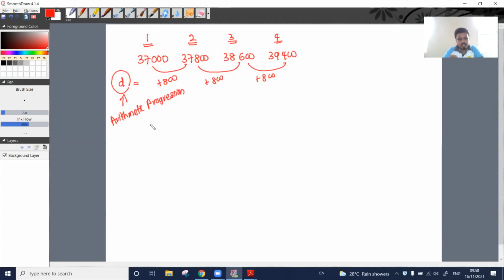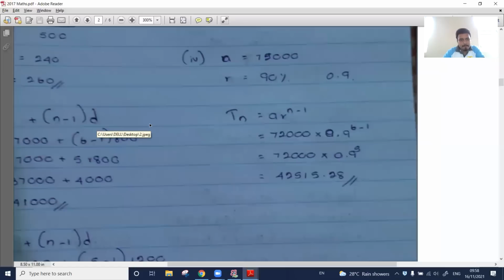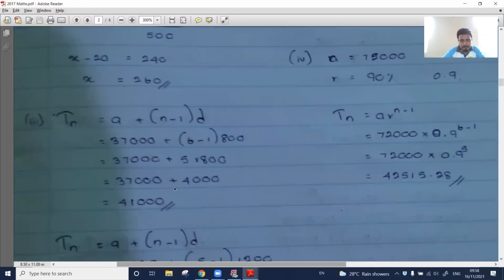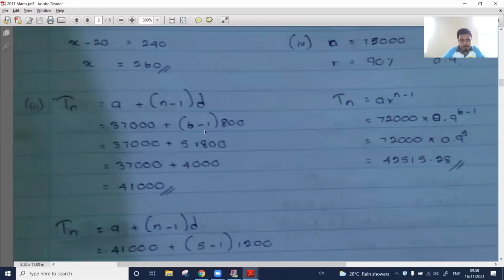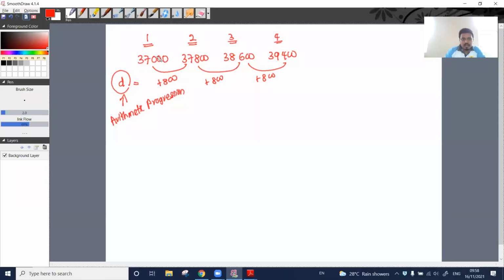Here, how can we get the answer? Annual increment is 800. For the first 5 years, he gets an annual increment of 800.